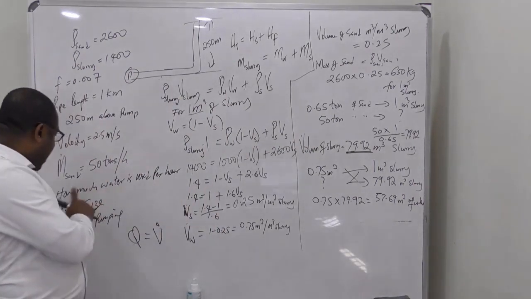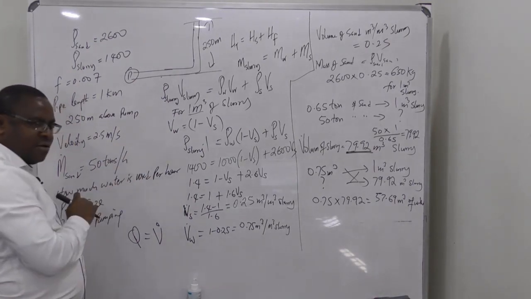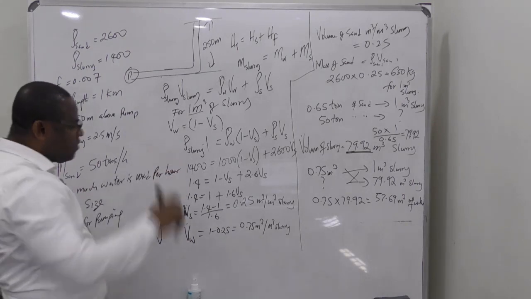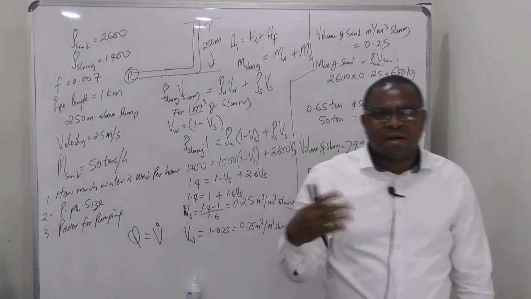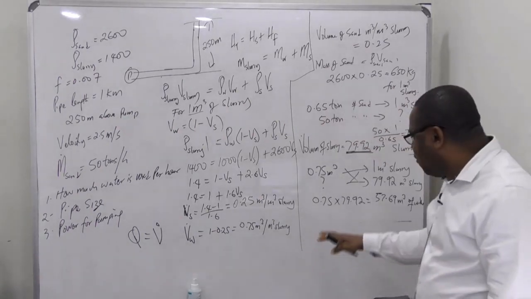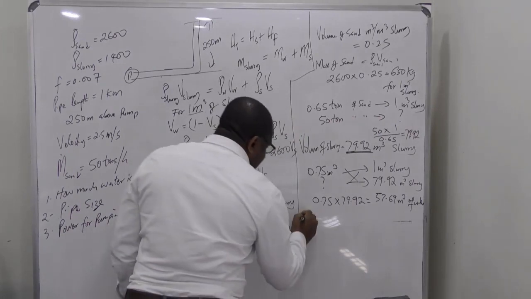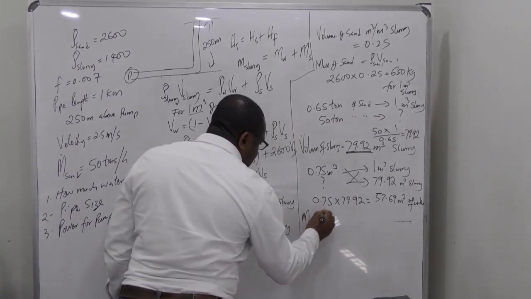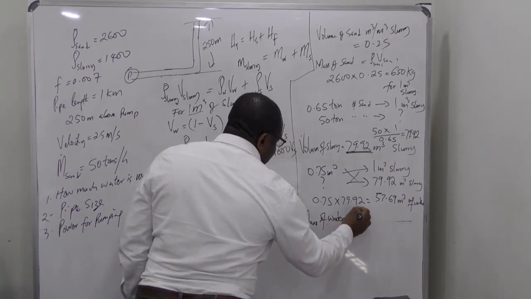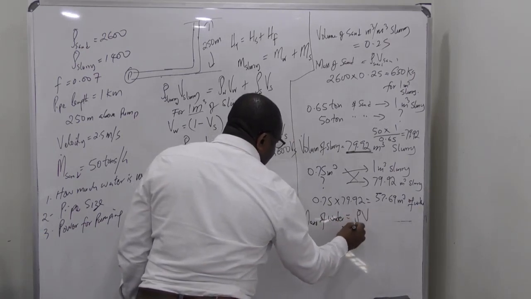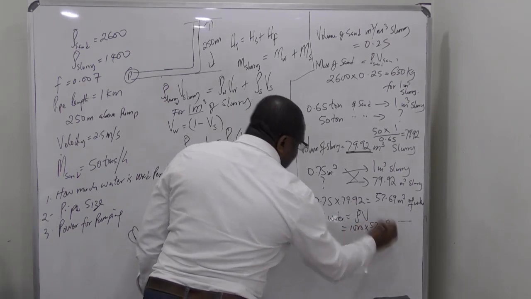So sometimes I might ask you what will be the volume of water? But here they said how much water, so we're not dealing with volume, we're talking about the mass. But if I ask volume, this is the volume of water needed. So if we now want to get the mass of water, mass is density times volume, which will now be 1,000 times 57.69.